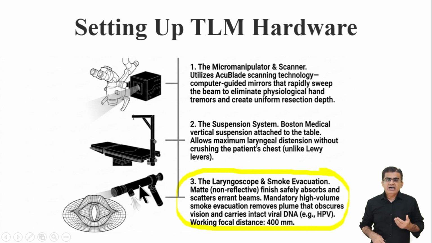You must also connect a high volume smoke evacuator directly to this scope. When the laser vaporizes the cancer, it creates a thick cloud of smoke. This smoke immediately blocks your vision, and it can actually carry dangerous viral DNA like HPV. You must constantly suction the smoke away while working at a strict distance of 400 millimeters.